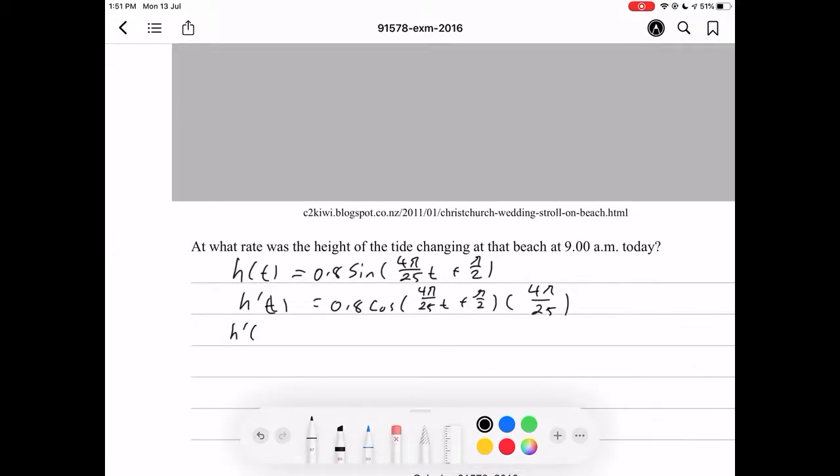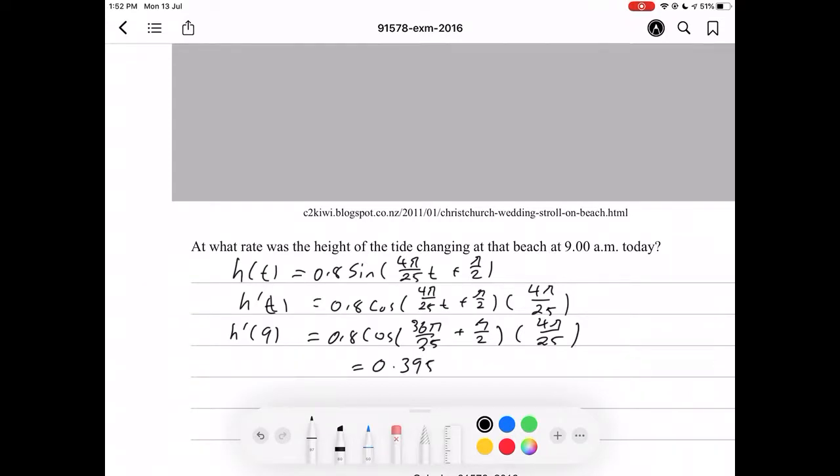Okay, so h dash of 9 equals 0.8 cos of, 4 pi times 9 is 36 pi over 25, plus pi over 2, times 4 pi over 25. And all we need to do is just plug our numbers into our calculator. Remember to put your calculator on radians when you're dealing with calculus. So radians and cos of 36 times... We should get our answer equal to 0.395.